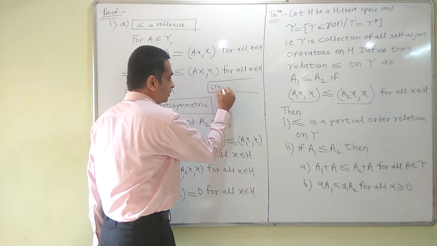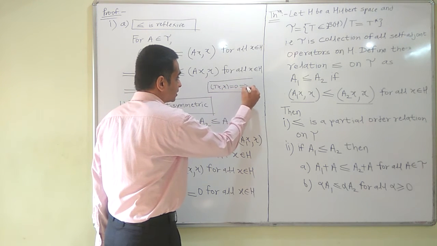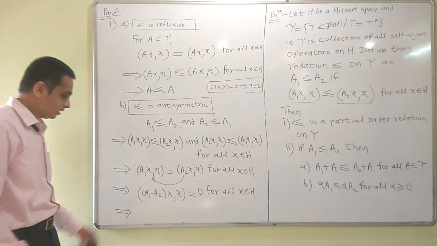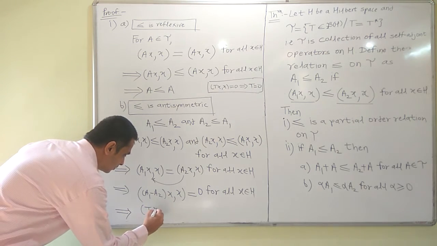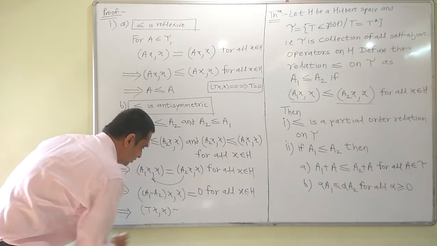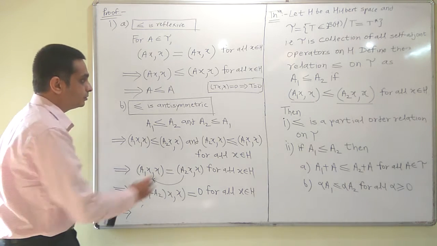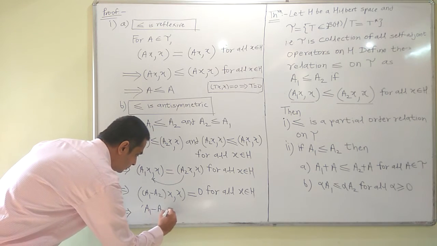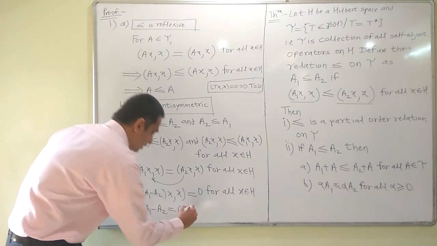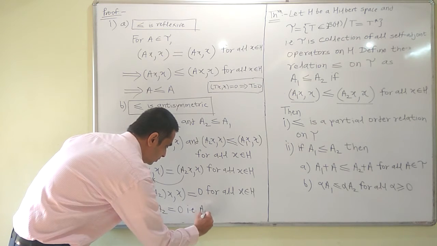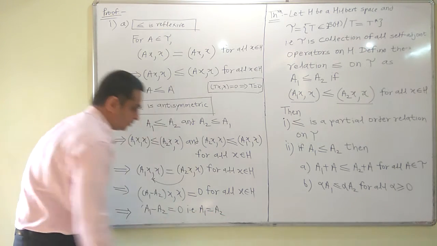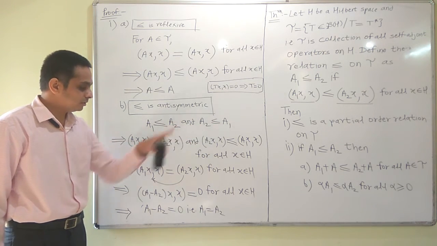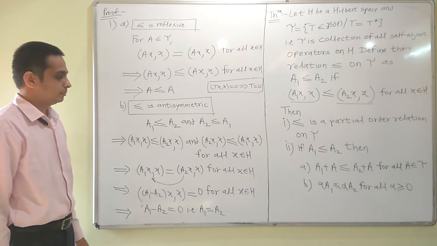That if the inner product of Tx and x is 0, then we must have T equal to 0. So by using this property, A1 minus A2 is equal to 0, that is A1 is equal to A2. So this is what we wanted to prove, that if A1 is less equal to A2 and A2 is less equal to A1, then A1 is equal to A2.